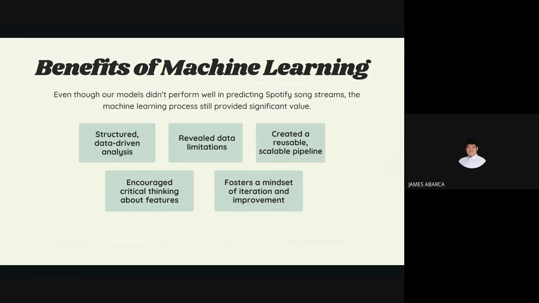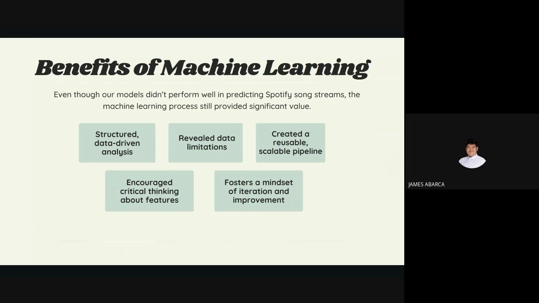Okay, but here's the most important part. The value didn't end with poor results. Even though our models didn't perform well, the machine learning process still gave us five major benefits. First is it gave us a structured data-driven approach. Rather than guessing, we systematically tested how features relate to outcomes and discovered that most don't.